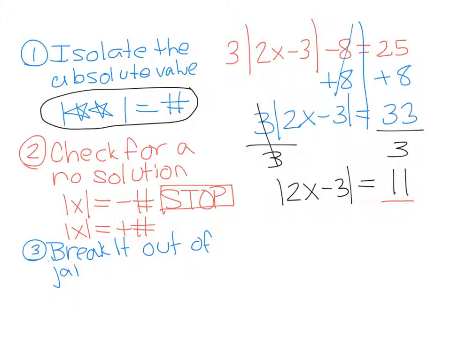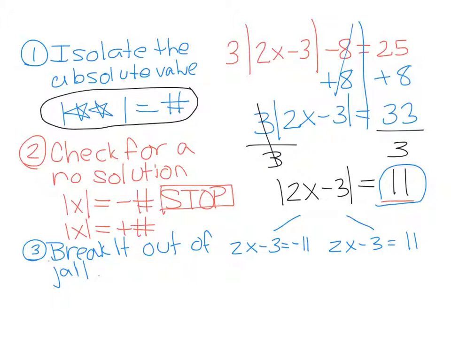And again, this is a Danielle step, so if you read the textbook, they're not going to use that terminology. So when you break it out of jail, some go to the good side and some go to the bad side. So take what is in the absolute value, which is 2x minus 3, and you're going to write that down 2 times. Some go to the good side, so that will equal the positive 11. Some go to the bad side, so that will equal negative 11.